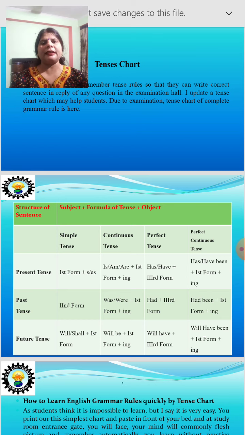This is future perfect tense. In perfect tense we use will have plus third form of the verb. Ram will have gone to school. And in future perfect continuous tense we use will have been or shall have been plus first form of the verb plus ing. Ram will have been going to school.